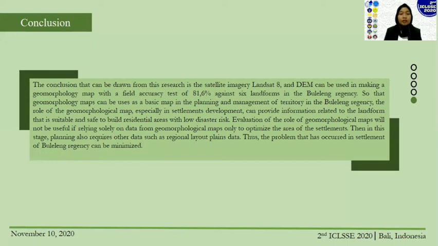The role of the geomorphological map, especially in settlement development, can provide information related to landforms that are suitable and safe for building residential areas with low disaster risk. The evaluation of the role of geomorphological maps shows they will not be useful if relying solely on data from geomorphological maps to optimize the area of settlement. Then, in this stage, planning also requires other data such as regional layout plan data. Thus, the problems that have occurred in settlements of Buleleng Regency can be minimized.